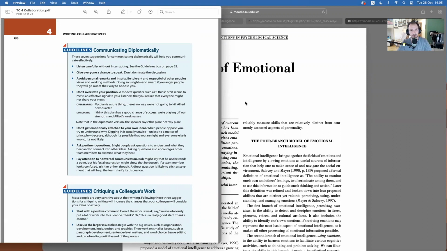This is an important skill that you guys will need to use for the rest of your life. And so many students think that they don't have to work collaboratively when they graduate, and they don't like group work, but really your whole life, you're going to be working collaboratively.